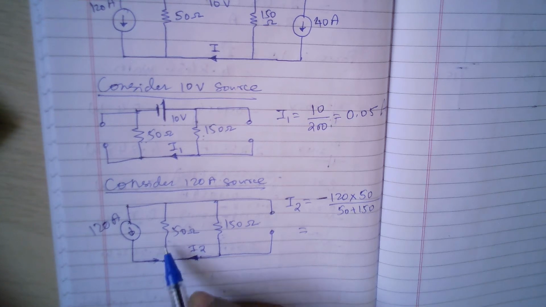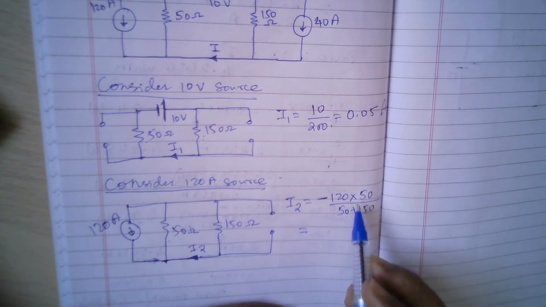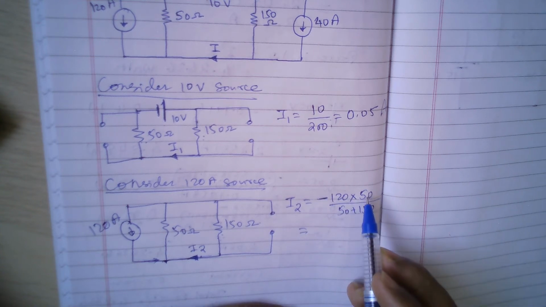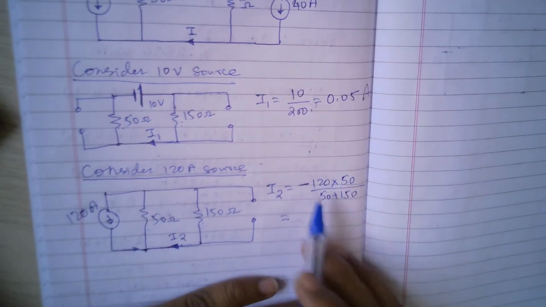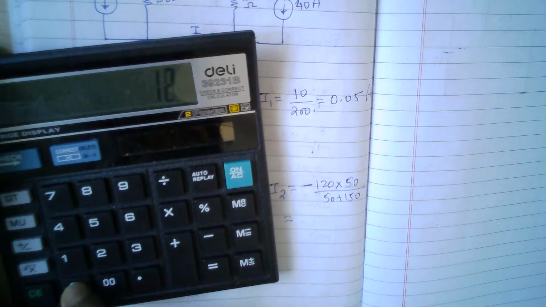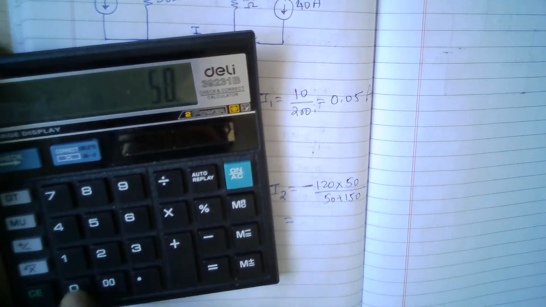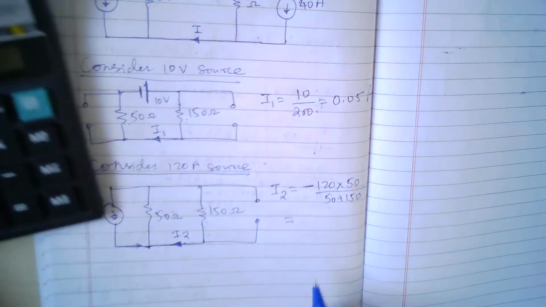When current goes through two parallel branches, the current in one of the branches is nothing but the total current multiplied by the opposite branch divided by the total resistance. So let's calculate that: 120 multiplied by 50 divided by 200. I'm getting 30 amperes.